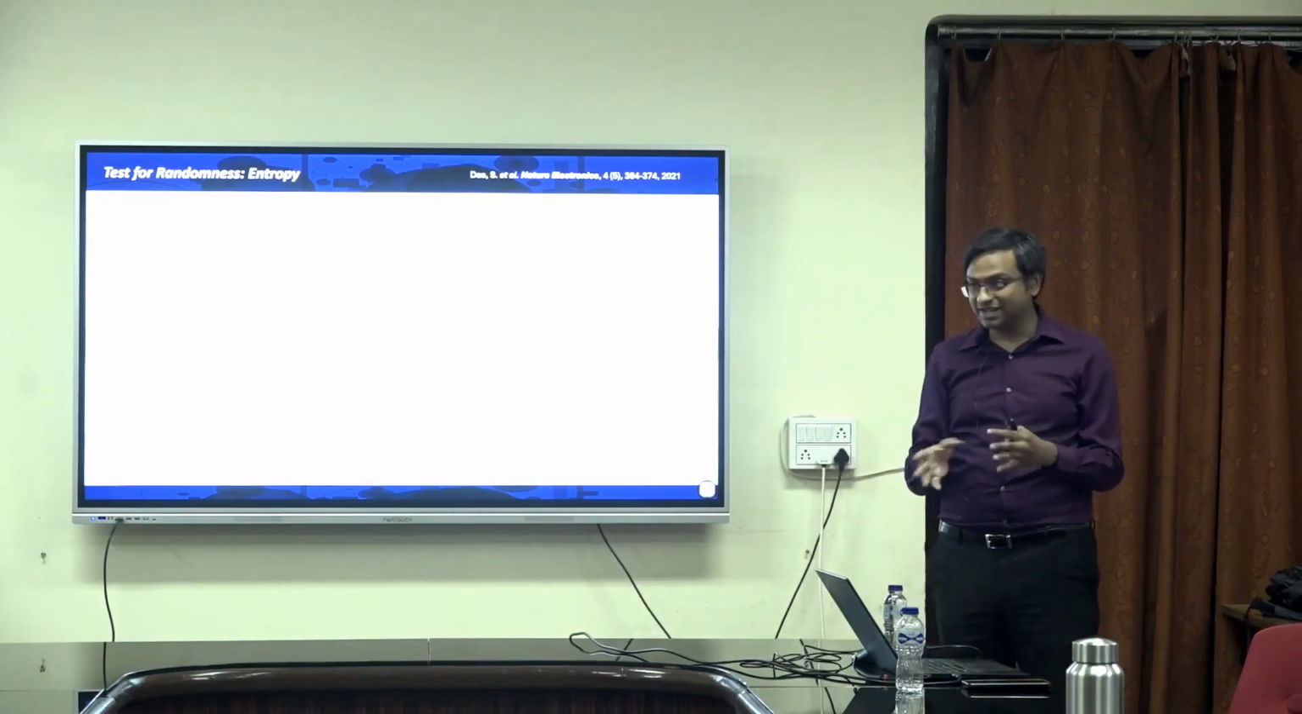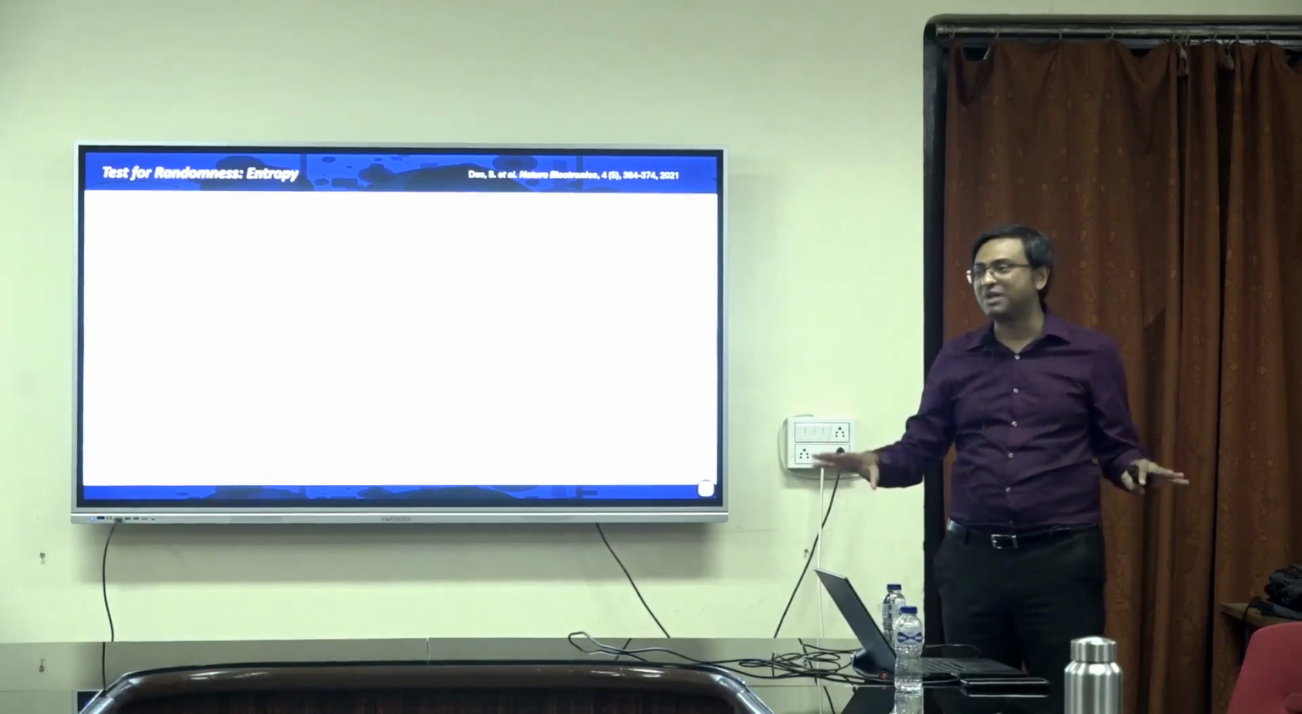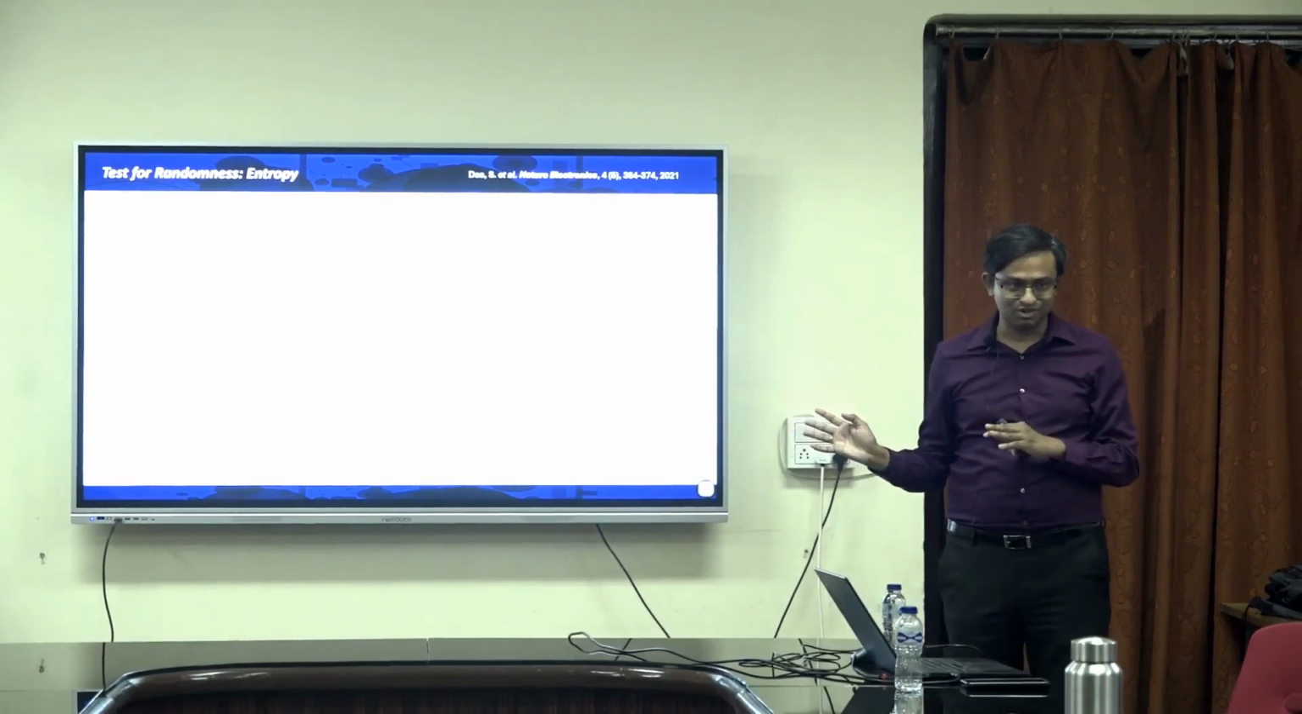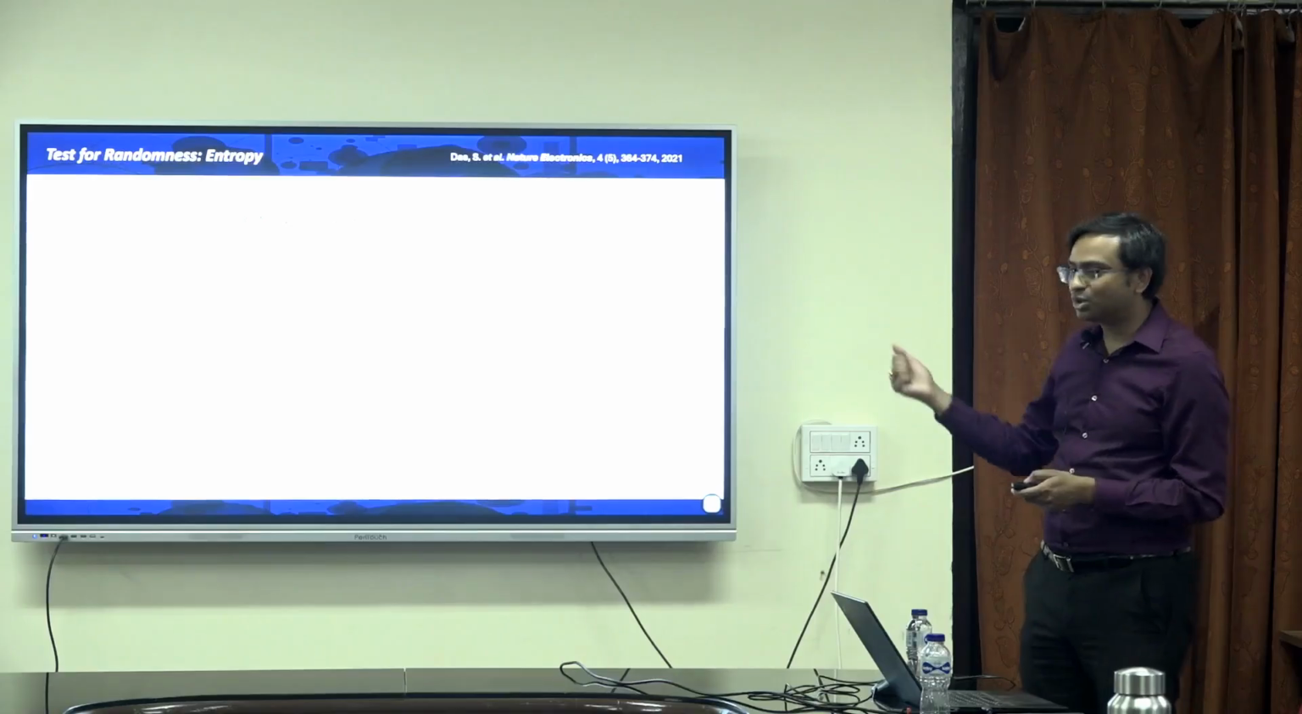If you're working with bacteria and stuff, we even have a paper where we use the population of bacteria to generate this physically unclonable function. Okay, this is actually a much easier goal to achieve.